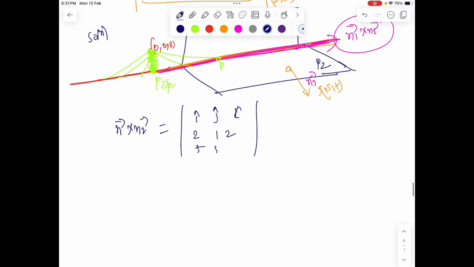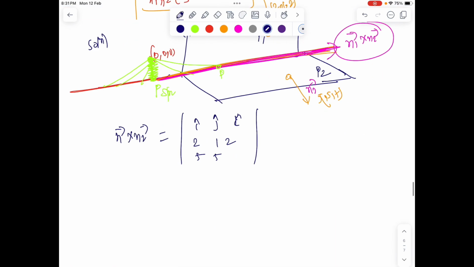So first we'll calculate n1 cross n2, which is i, j, k, 2, 1, 2, and 5, 5, 7, and that gives the value of 3i minus 4j and 5k, right?